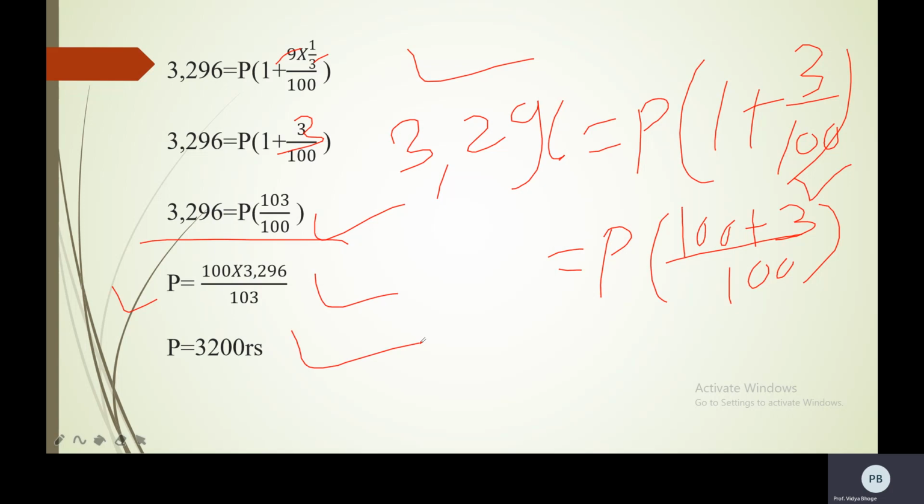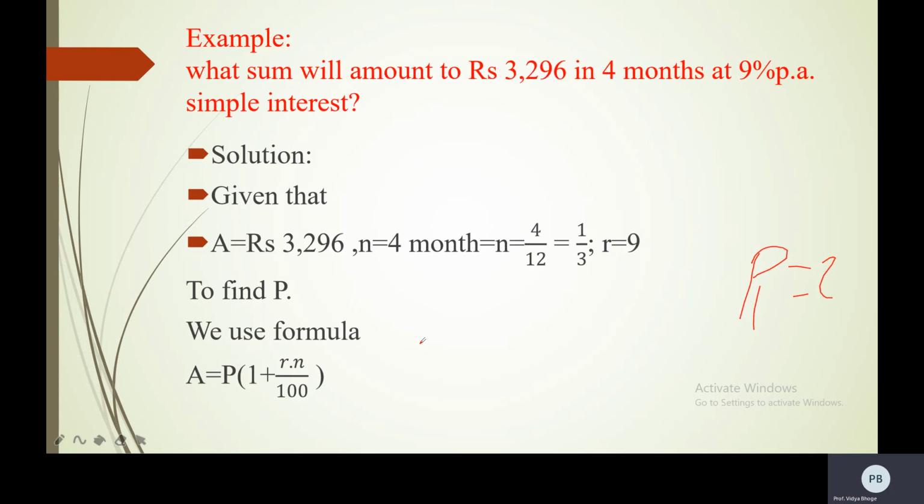Means your principal amount is what? 3200, at 4 months, and here the rate of interest is what? 9% per annum.